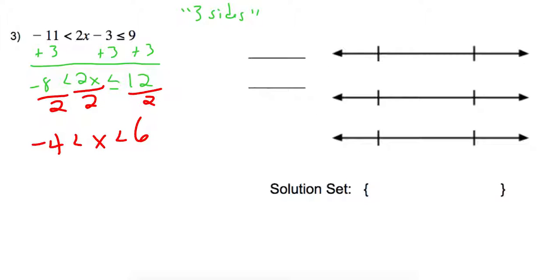So I really have two inequalities, and you know what I'll do is I'll say that this is kind of like one inequality. Negative 4 is less than x.